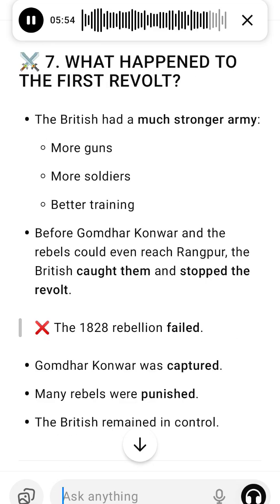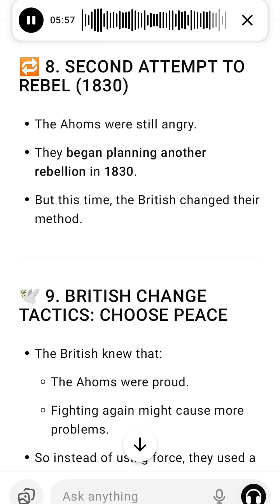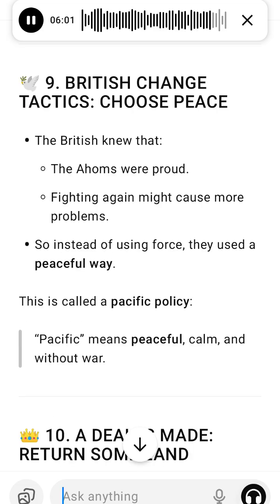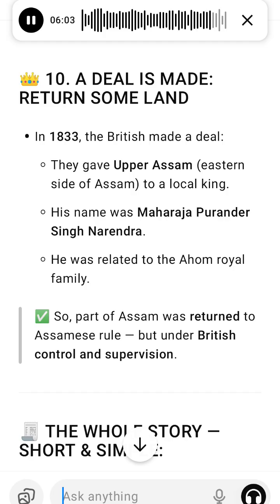Invasion by Burma, Myanmar. In the early 1800s, the Burmese from Myanmar invaded Assam. The Burmese occupation was brutal. They tortured locals, killed people, and destroyed villages. The people of Assam were in great pain and fear.